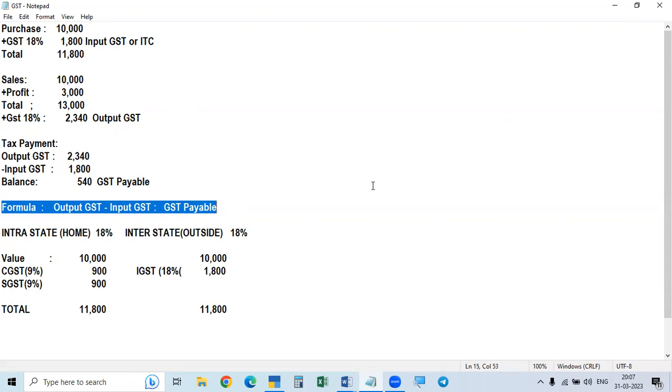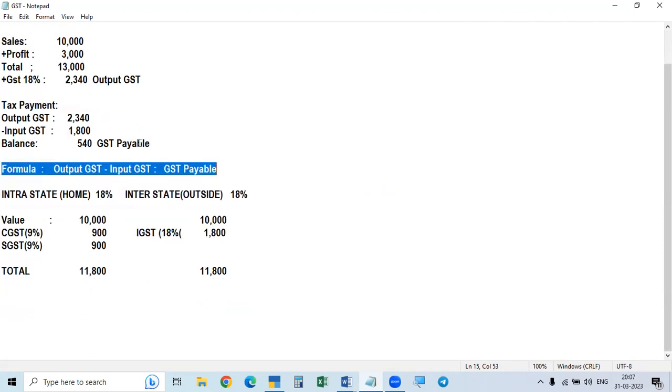So our input GST or ITC can be claimed and adjusted against the output GST. When you are collecting the output GST and paying to the government, it is also called a liability, because it is payable to the government. So it is a liability to the government. And ITC can be claimed from the GST balance, and the GST balance will be paid.